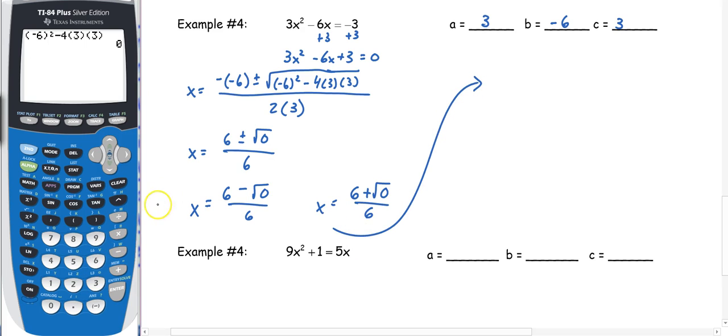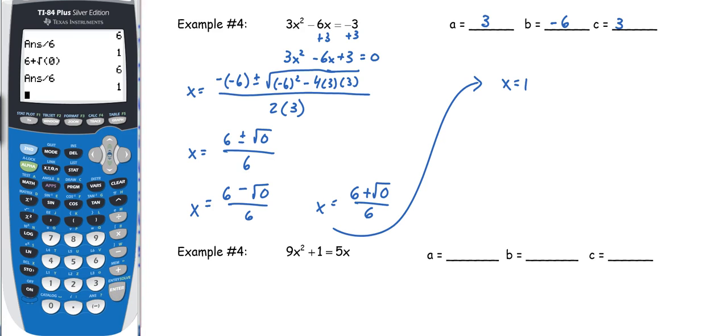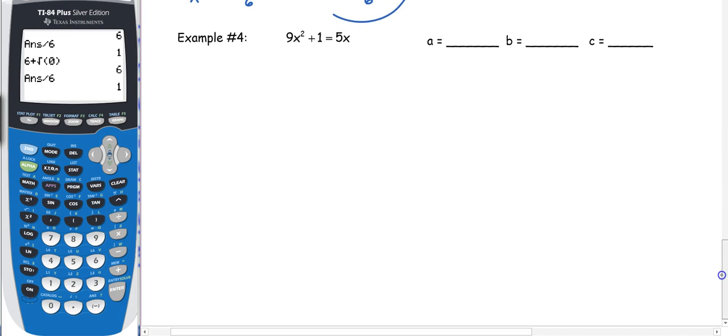So in my calculator, for the first solution, I'm going to do 6 minus the square root of 0, and then divide by 6, and we get x equals 1. Then I'm going to try it again where I add the square root. So 6 plus the square root of 0, divide by 6, also gets me 1. So notice, when there is a 0 underneath the square root, you're going to get only one solution for your x. Let's look at one last example.